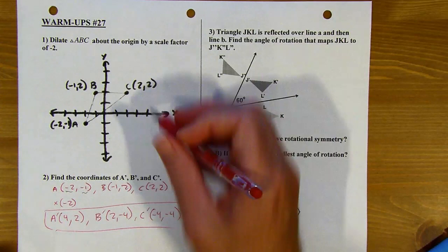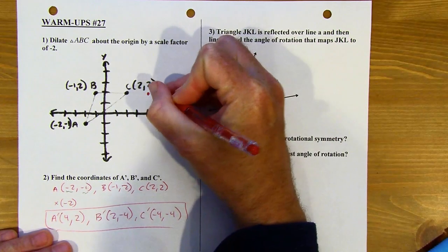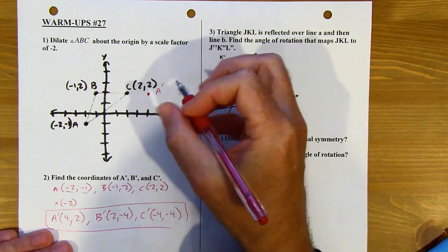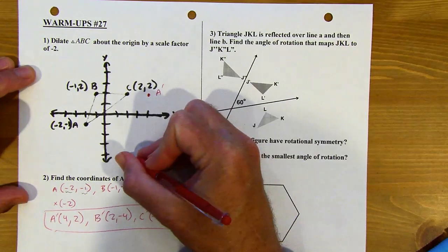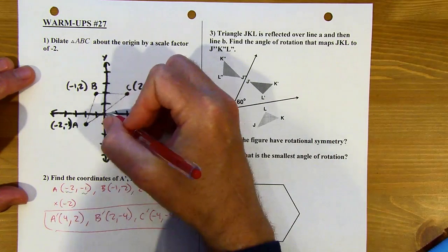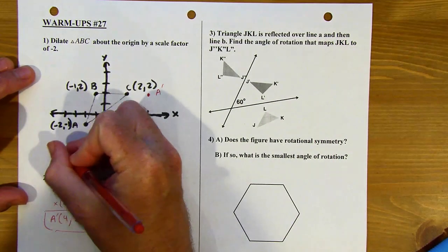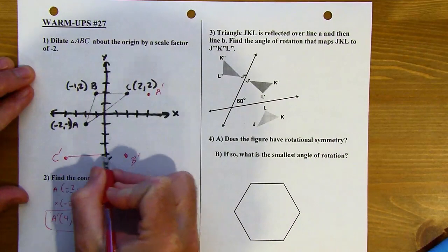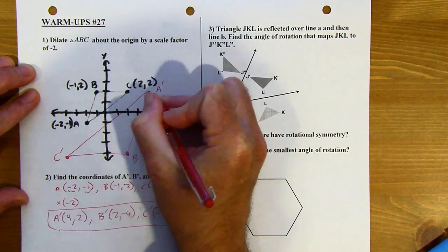So A prime is going to be 4, 2. B prime is going to be 2, -4, so 2 right, 4 down. And then C prime is -4, -4, 4 left, 4 down. And then I just connect the dots to form a triangle.